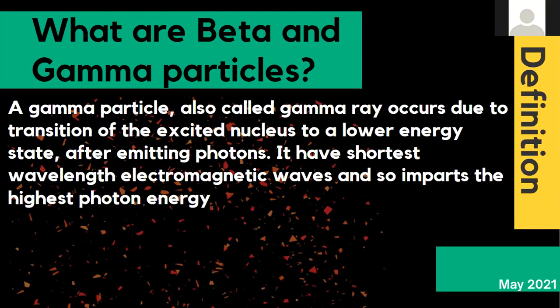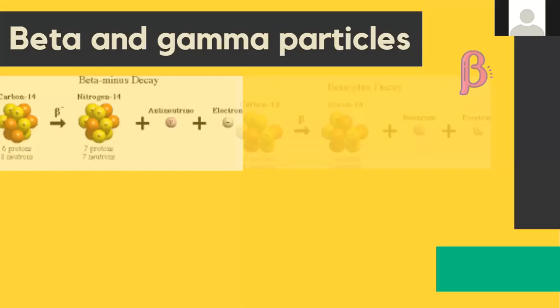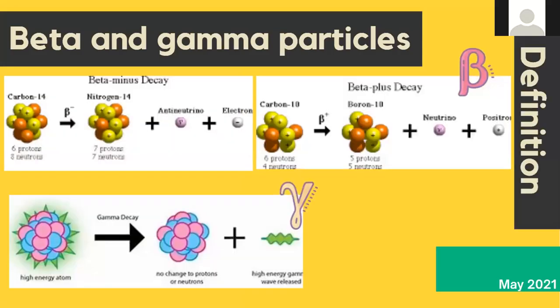While a gamma particle, also called gamma ray, occurs due to transition of the excited nucleus to a lower energy state after emitting photons. It has the shortest wavelength of electromagnetic waves and so imparts the highest photon energy. So basically, beta particles are like alpha particles, which occur due to disintegration of the nucleus, while gamma particles occur due to transition of an excited nucleus to a lower energy state after emitting a photon. So next, this is the image that I got from Google or Bing that shows beta minus decay and beta plus decay plus the gamma decay. So next we go to the equation.